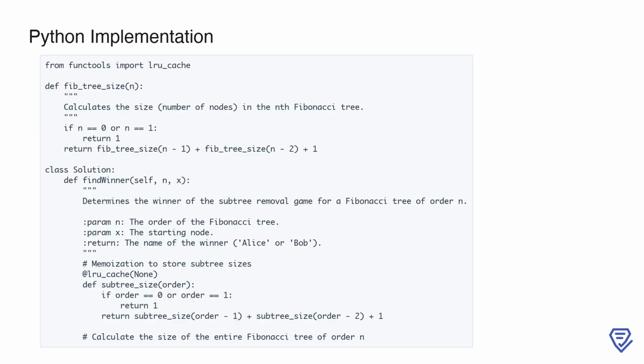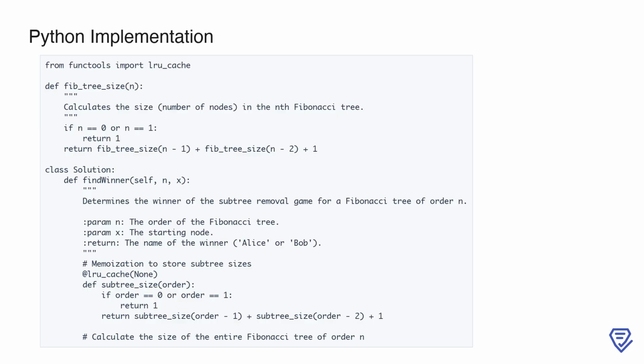Next, we define a class Solution containing the main method findWinner, which determines the winner of the subtree removal game. The method accepts two inputs, n, the order of the Fibonacci tree, and x, the node where the game starts. Inside this method, we introduce another recursive function, subtree_size, which uses memoization to efficiently calculate the sizes of subtrees. This function is similar to fib_tree_size but leverages lru_cache to store intermediate results, significantly improving performance.